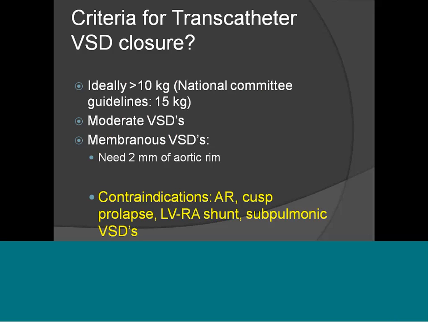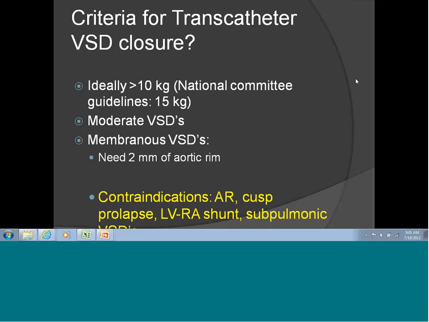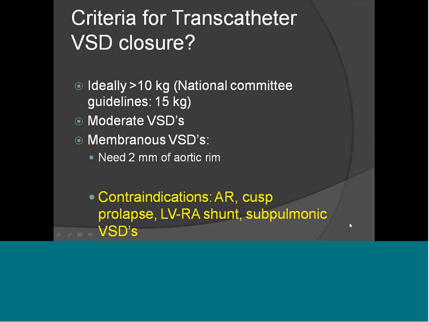Second, it should be a moderate size, typically not small for sure, and large ones are a little more dicey to do. If it's membranous, you need at least 2 millimeters of aortic rim because you don't want it going onto the aortic valve. Contraindication certainly would be if you have aortic regurg or cusp prolapse, LV to RA shunt, and therefore subpulmonic VSDs, where it's obviously too close to the aortic valve. Okay, all clear on that?